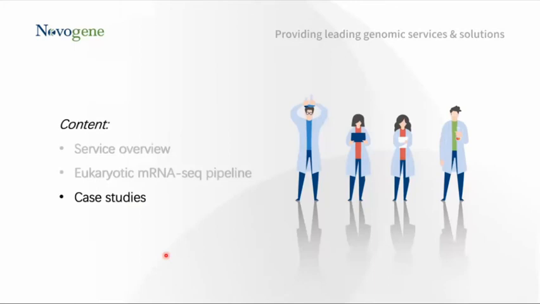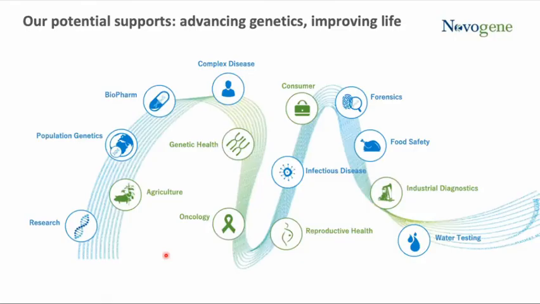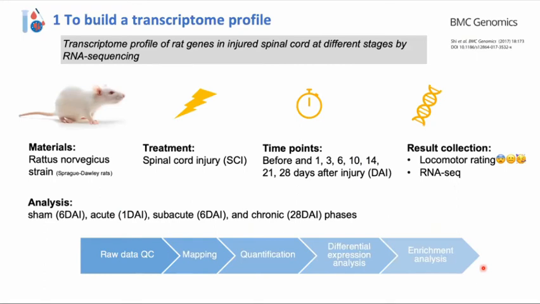So now let's move to our last part, which is the case study. And you will have a brief idea about how our service can support your research. Our mission is to advance genetics and to improve life. So our potential application actually can be used for all of those listed areas or fields. And here I listed basically three basic applications for your research. The first one I want to introduce will be to build a transcriptome profile.